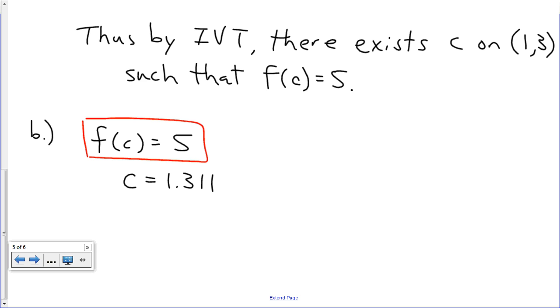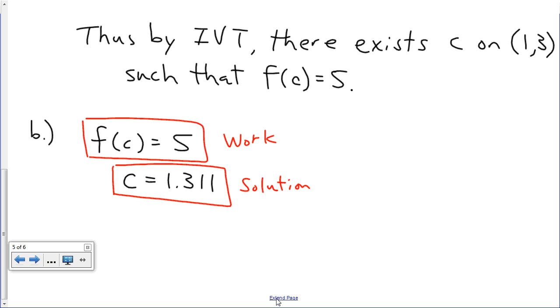So I'm taking f of c and setting it equal to 5. And then your solution is, of course, the value the calculator gives you. So this is sufficient work, and this is our solution, okay, or our answer.